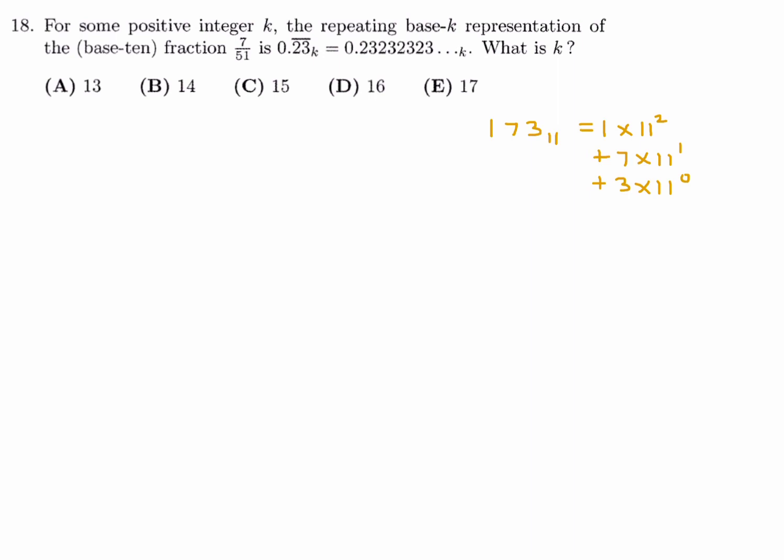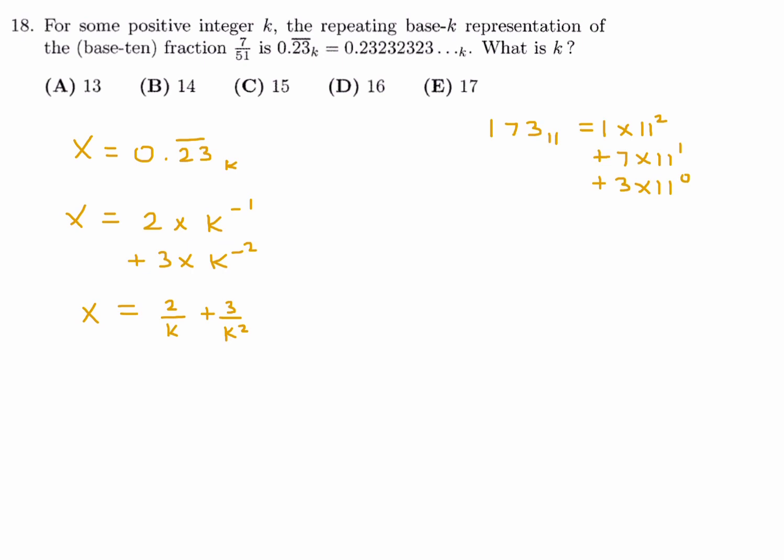So keeping in mind now we have a different scenario here. We've got k's. So I'll just let x equal to this 0.23 repeat to the base k. Now, I want to expand this the way I did over here. But it's a little bit different because I've got the numbers after the decimal point. So it would be 2 times k to the negative 1 plus 3 times k to the negative 2. So that means this is 2 over k plus 3 over k squared. And that is x.